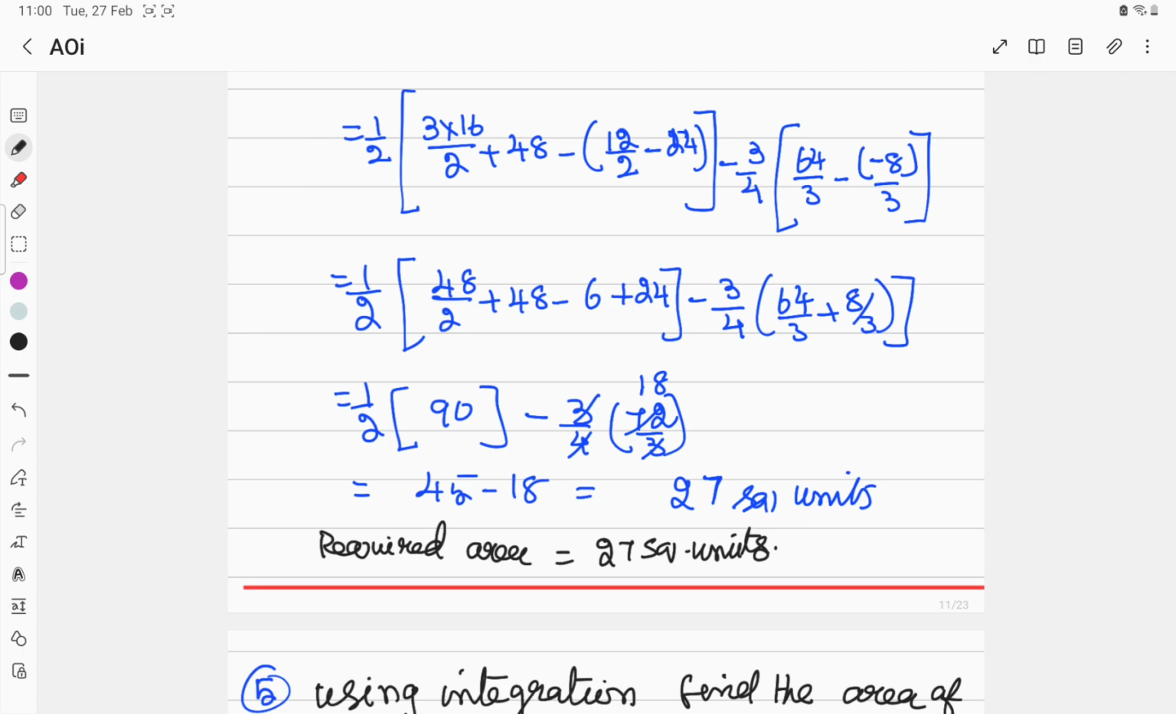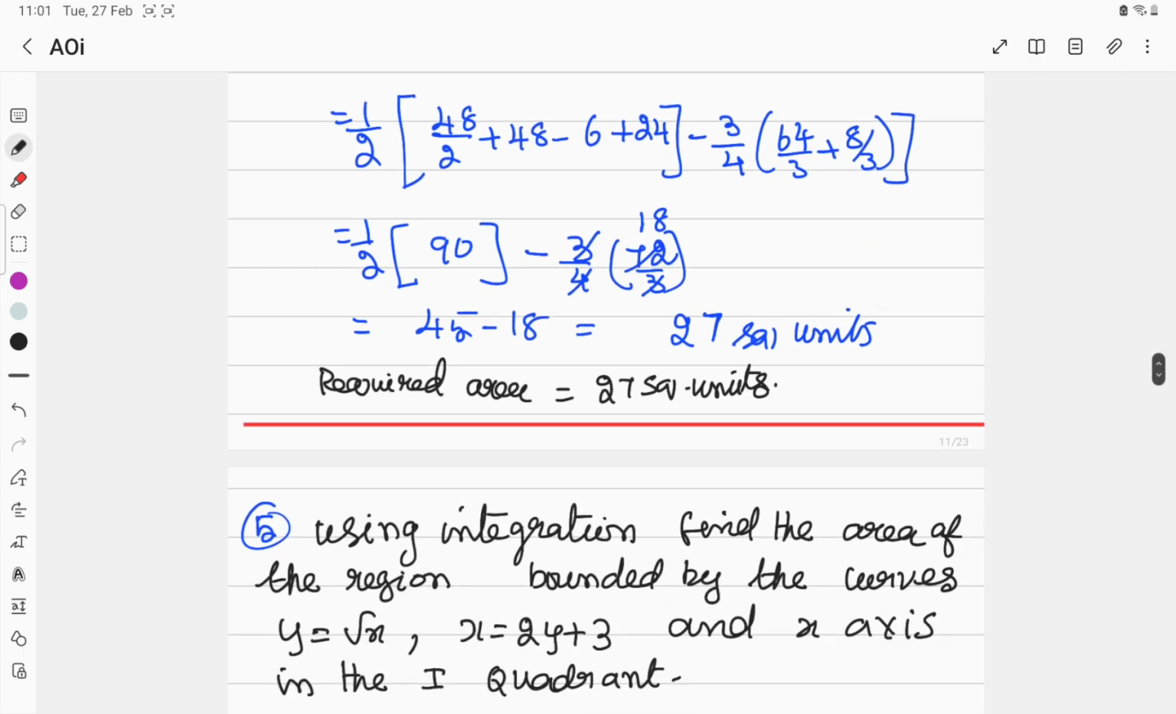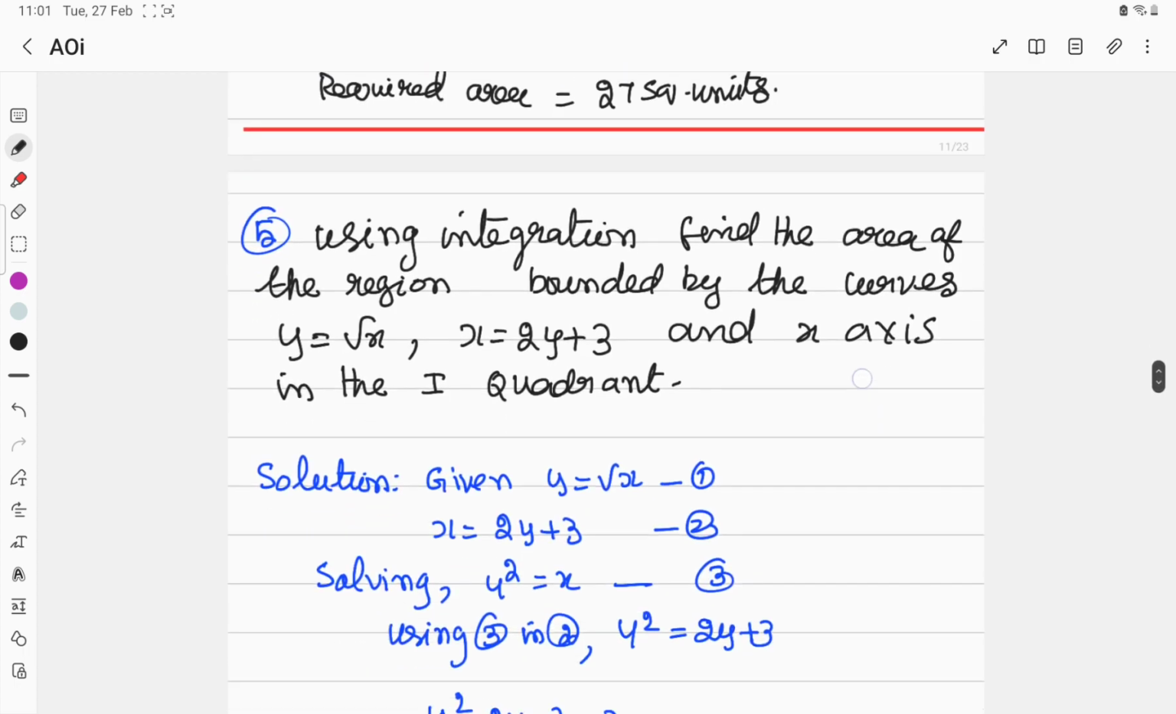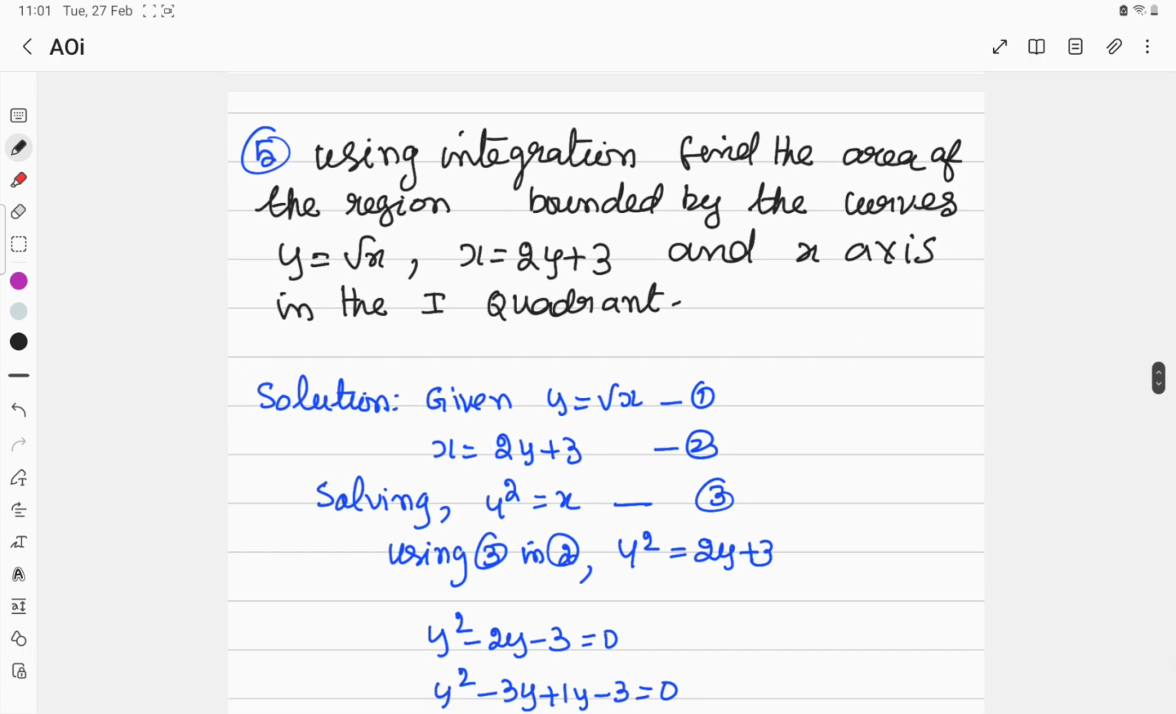Fifth question. Using integration, find the area of the region bounded by the curves y = √x and x = 2y + 3 and the x-axis in the first quadrant. Solution. Given y = √x and the other is x = 2y + 3. So we have to solve these two equations.